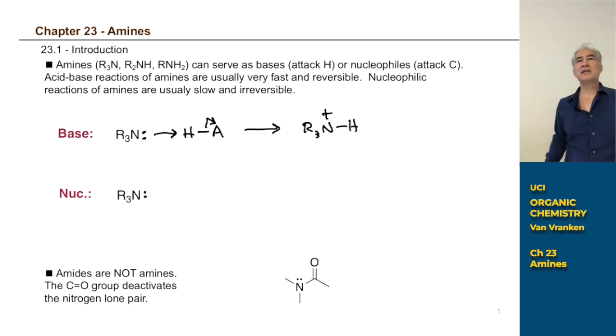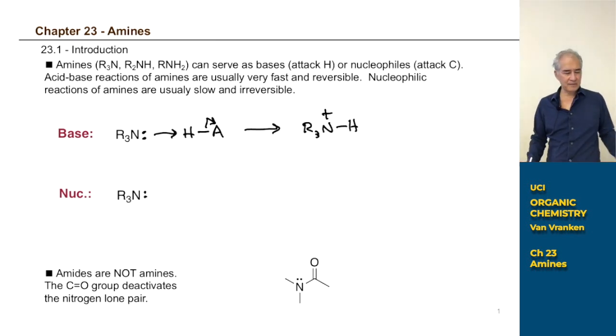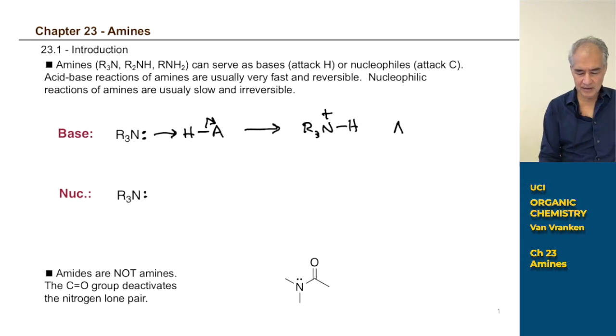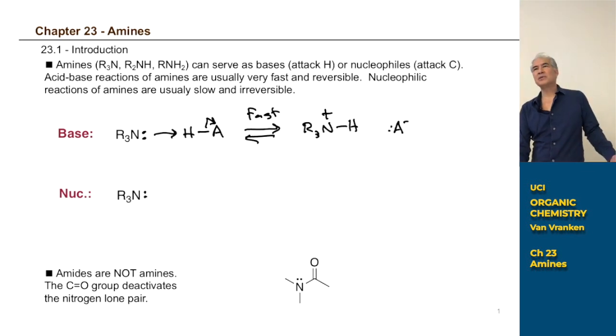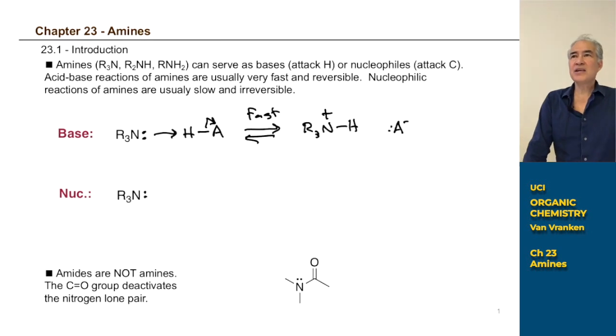When you have 4 bonds to nitrogen, the nitrogen will have a formal positive charge. You'll generate the conjugate base of whatever your acid was. And the important part about these acid-base reactions is that they are fast and they are reversible. Fast and reversible. And this gives amines an essential property that is important for drugs.